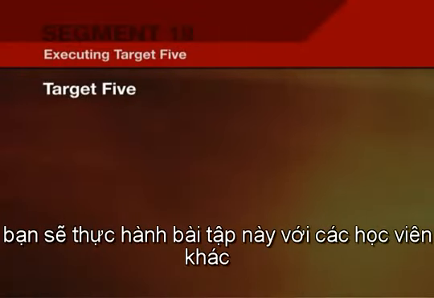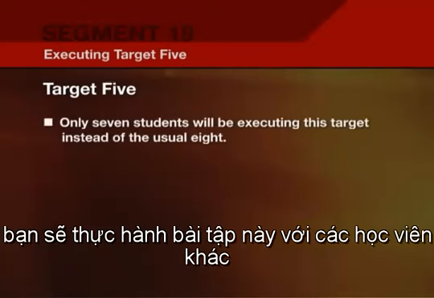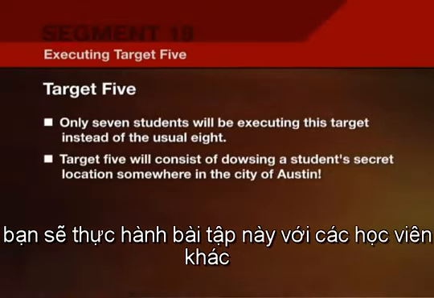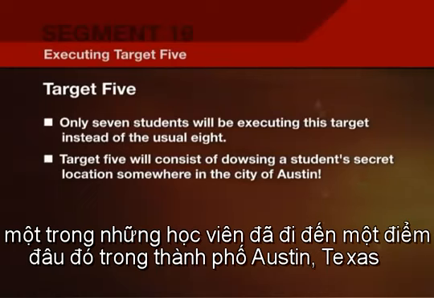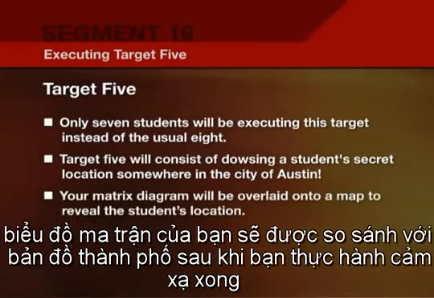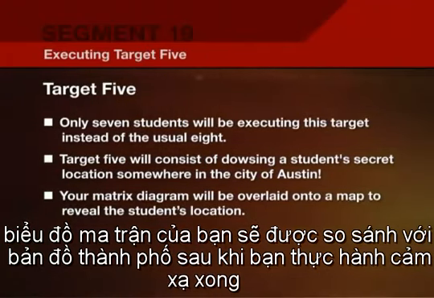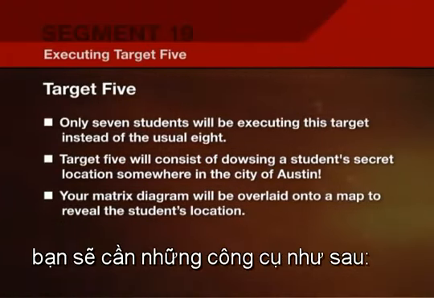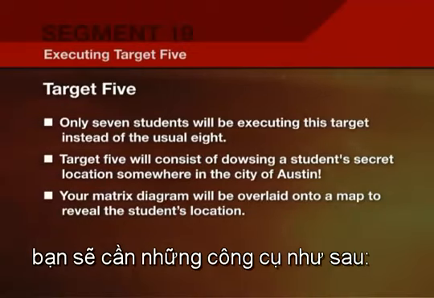You will be executing this target with only 7 of the class students. One of the students has been sent by the instructor to an undisclosed location somewhere in the city of Austin. Your matrix diagram will be overlaid onto a map to reveal the student's location. Here are the materials you will need for Target 5.